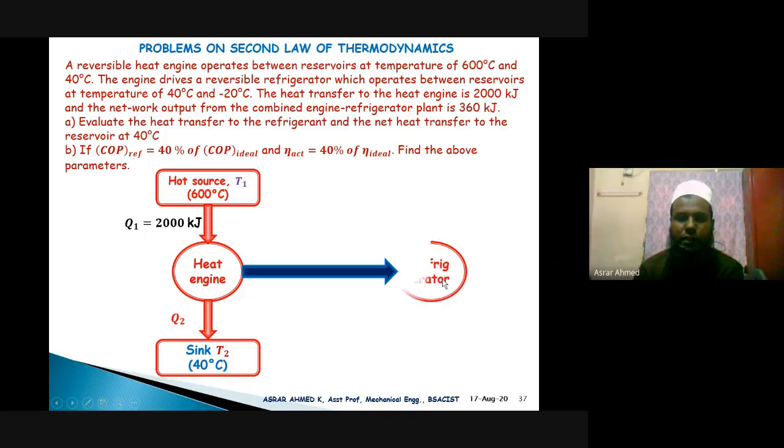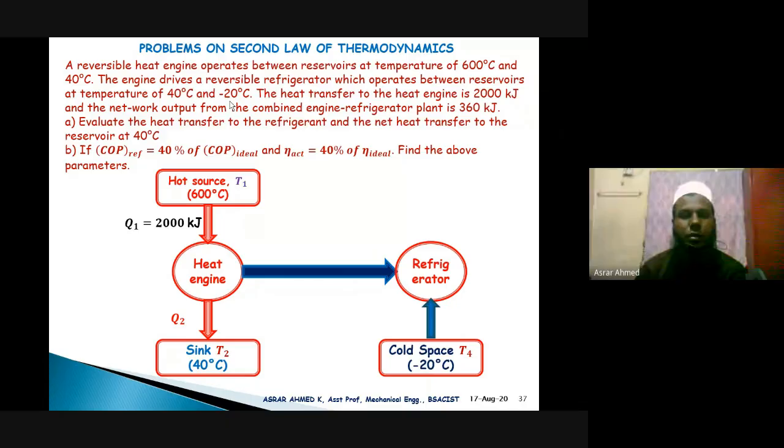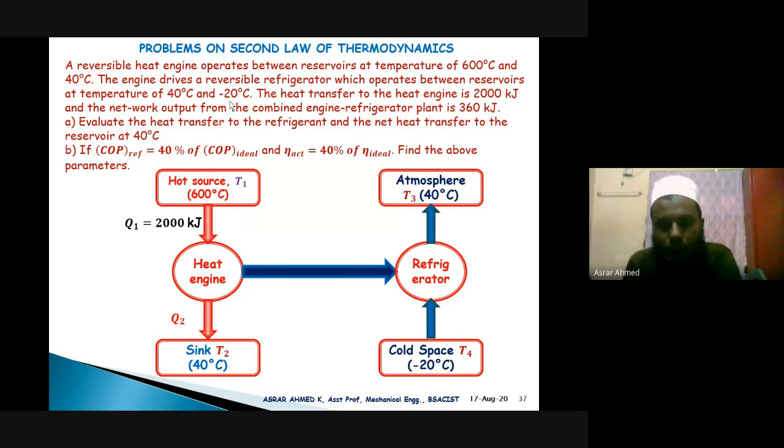So where is the refrigerator? This refrigerator is here. The heat engine is producing work, and that work is given to the refrigerator. Now you can understand easily, right? So the engine drives a reversible refrigerator which operates between reservoirs at temperatures of 40 degrees centigrade and minus 20 degrees centigrade. So it has a higher temperature of 40 and a lower temperature of minus 20 degrees centigrade.